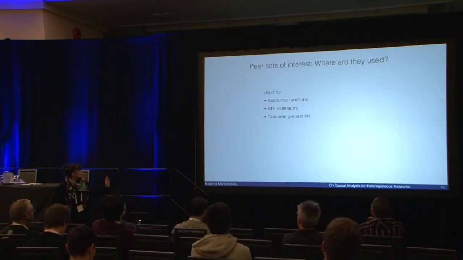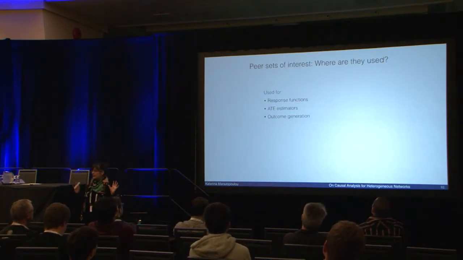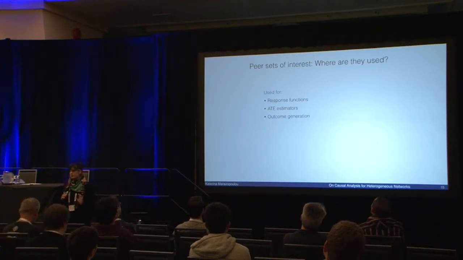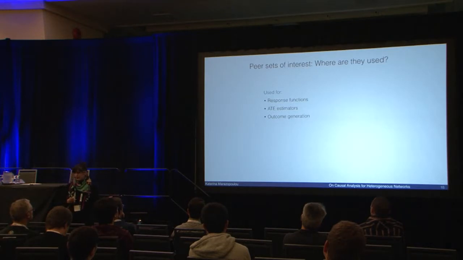So how do we use these peer sets of interest? We use them to define the response functions. We use them to define the corresponding estimators for the average treatment effect. And since we're going to be generating data synthetically, we also use them for outcome generation.